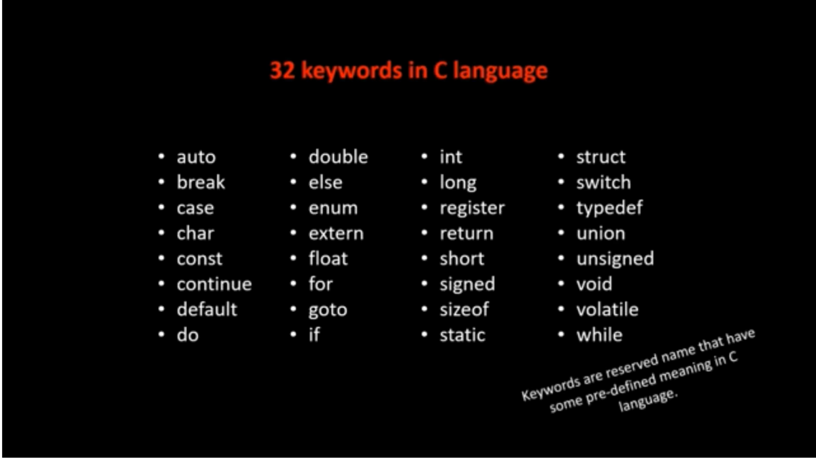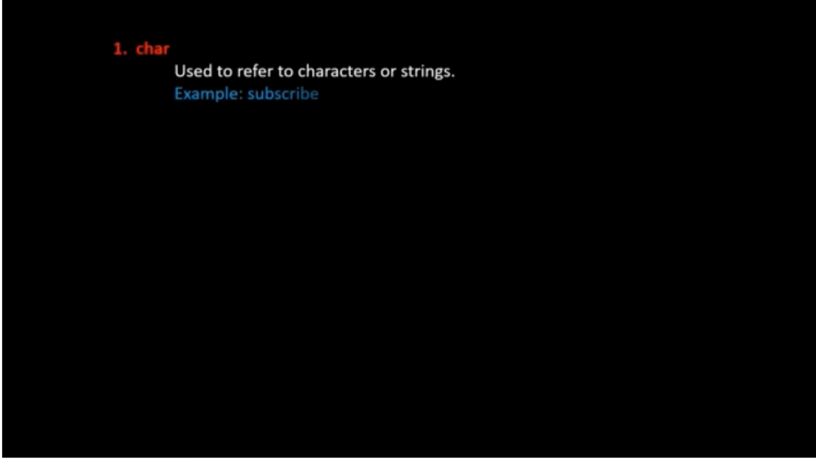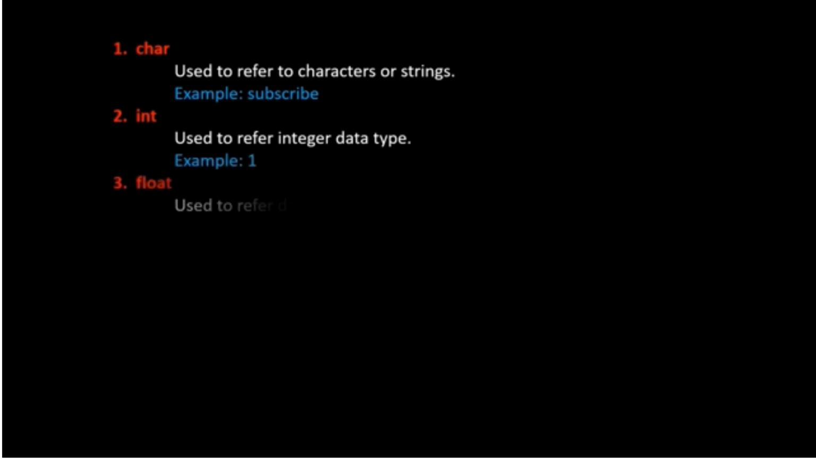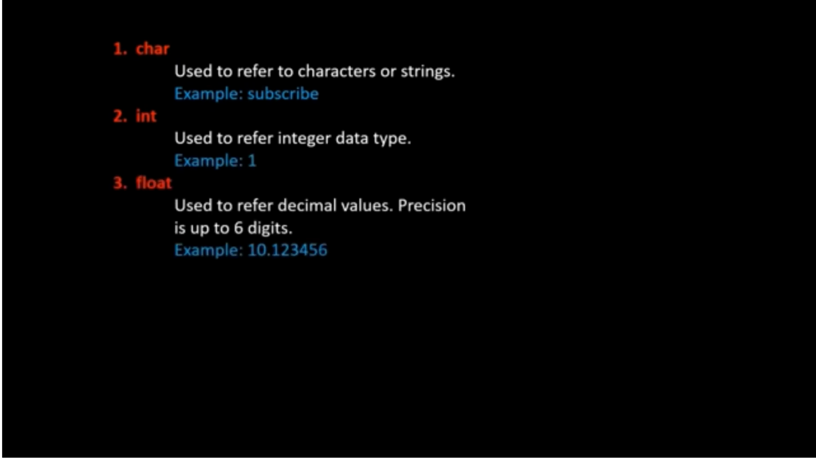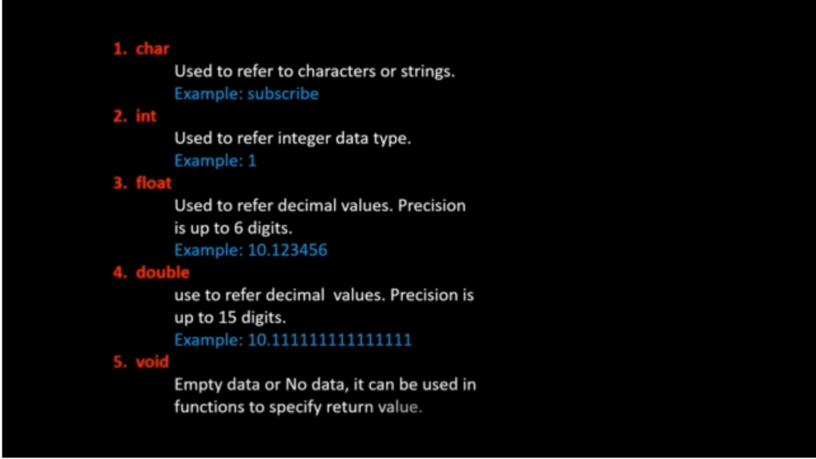There are 32 keywords in C language and 5 primary data types, where char is used to refer to characters, int is for integer, float is for decimal values up to 6 digits after the decimal point, double is also for decimal values but up to 15 digits after the decimal point, and void is for empty. Void is usually used in functions to specify the return value.